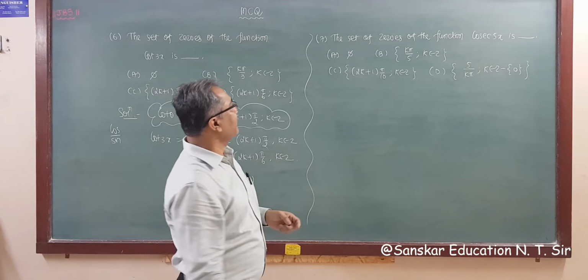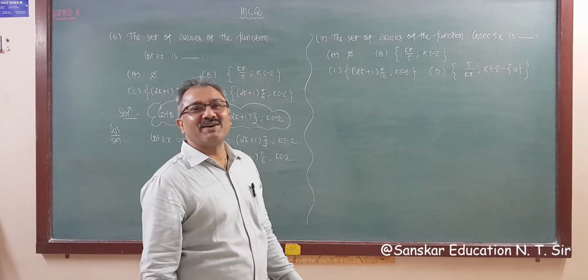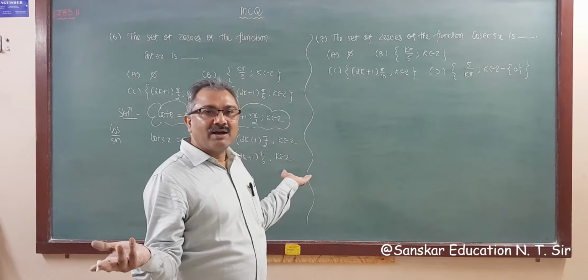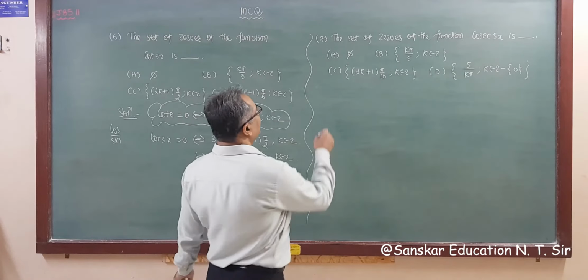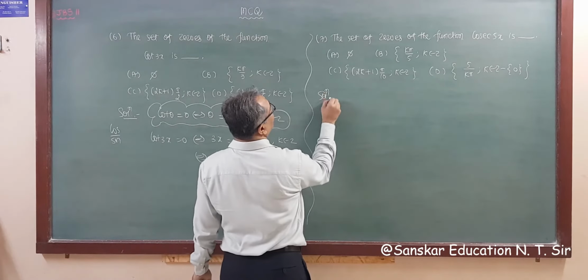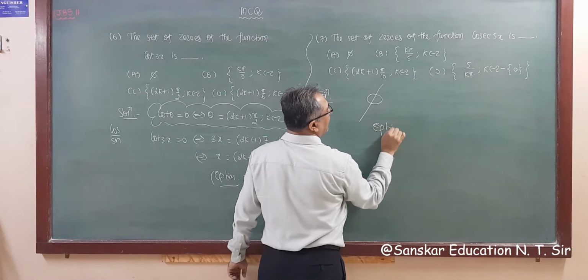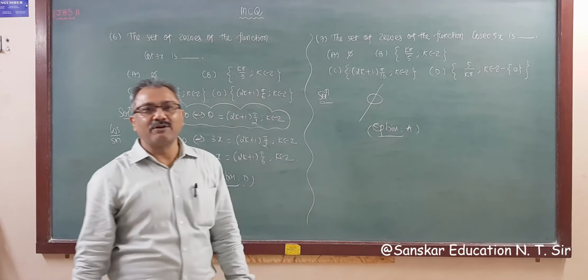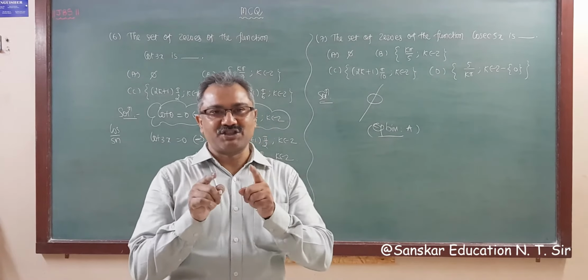Now question number 7. The set of zeros for the function cosec 5x. You know cosec is never equal to 0. So the set of zeros for cosec is empty. So the answer is empty set, that is option A, as cosec is never equal to 0 for any x, right? So these are the questions.